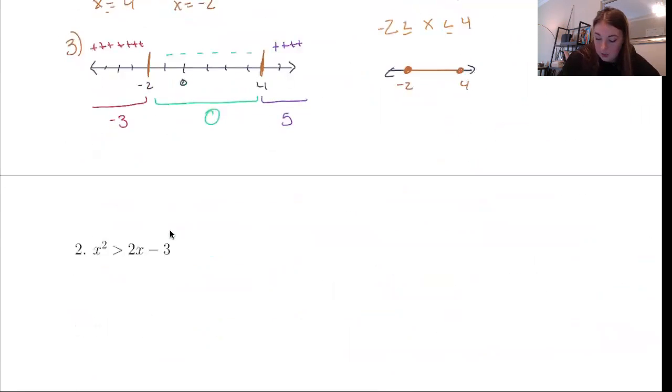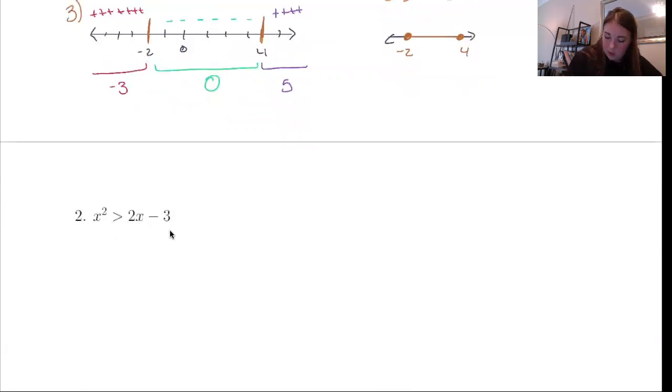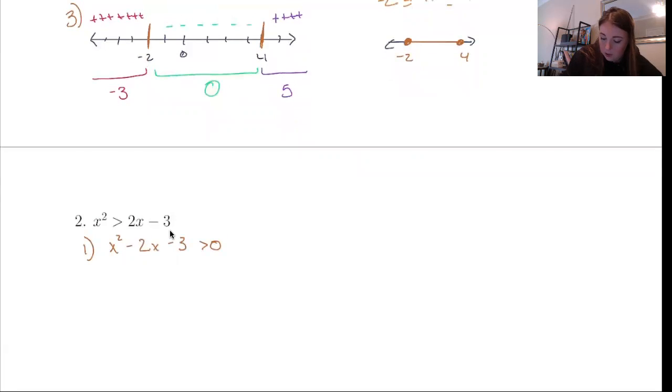So now we have x squared greater than 2x minus 3. Step 1, we're going to get everything onto one side. So x squared minus 2x minus 3 greater than 0. You absolutely could have just subtracted the x squared over. I just find for factoring, it makes our life a lot easier if the leading coefficient, the coefficient in front of x squared, is 1.